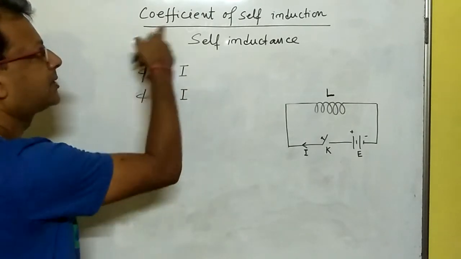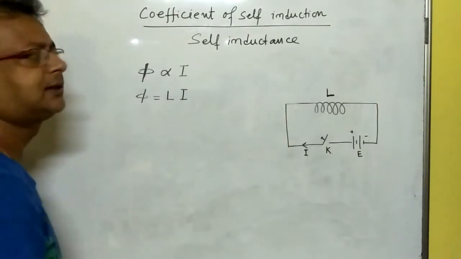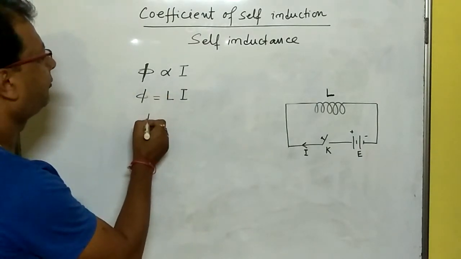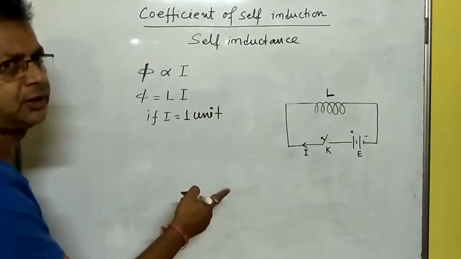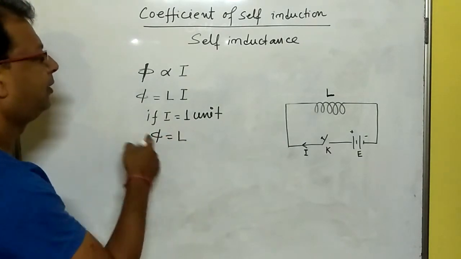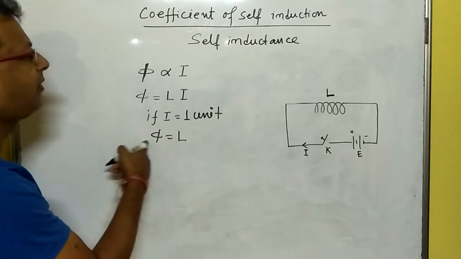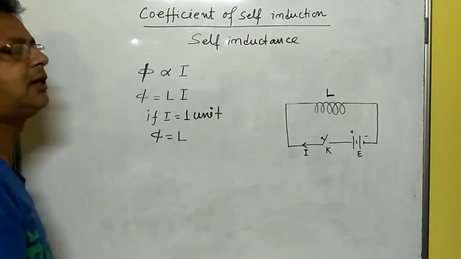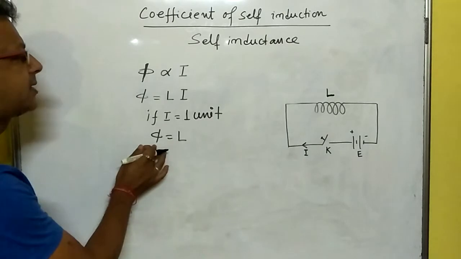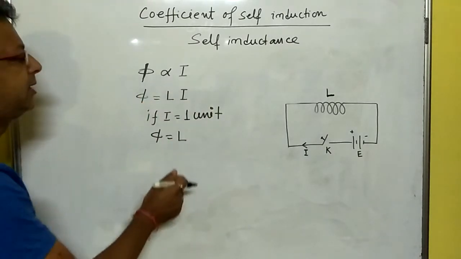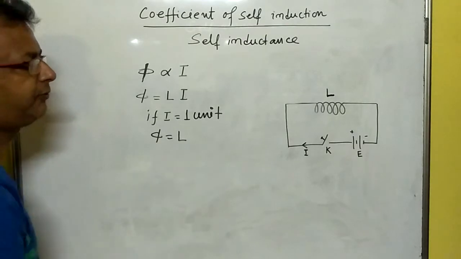Here L is a constant known as coefficient of self-induction, or it is commonly called self-inductance only. Now from this equation, if we take I equal to 1 unit, then phi is equal to L. From here, we can define L. L is the flux linked to the coil when the current in the circuit is 1 unit. Once again, L is the flux that is linked in the circuit when the current flowing in the circuit is 1 unit.